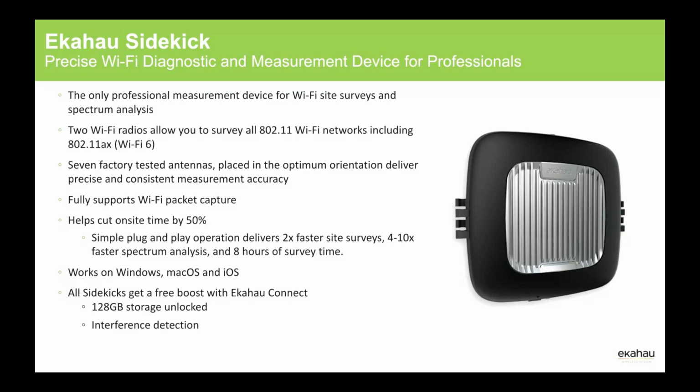So this is going to provide lightning fast Wi-Fi measurements, and not just fast, but accurate is a big thing here. In the past, you've probably leveraged things like USB Wi-Fi adapters, off the shelf things that weren't purpose-built for Wi-Fi measurement. They usually have very small antennas in them, maybe one or two, where the Sidekick actually has seven different antennas. And what that provides is a greater level of accuracy when it comes to Wi-Fi measurements.